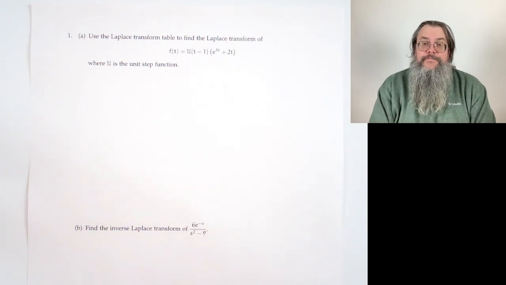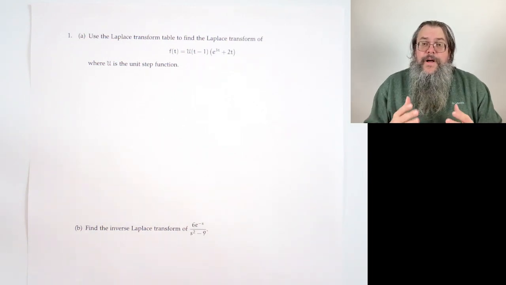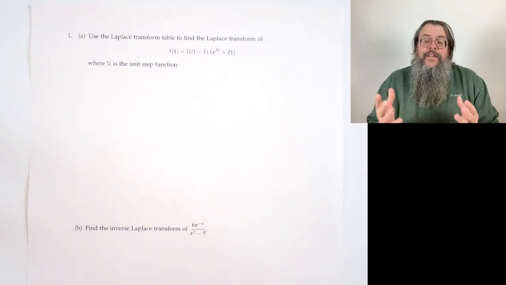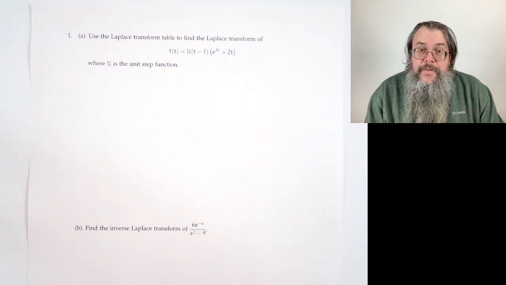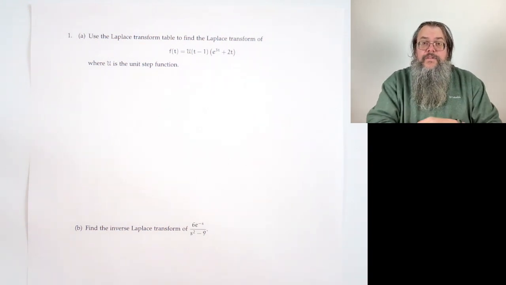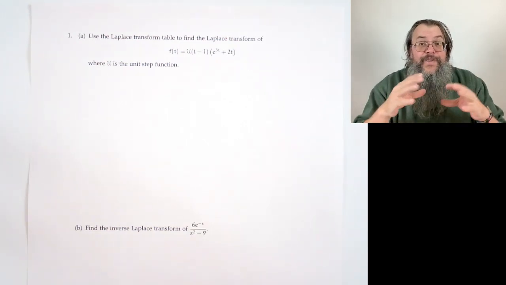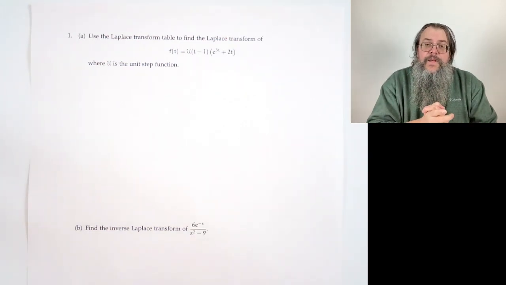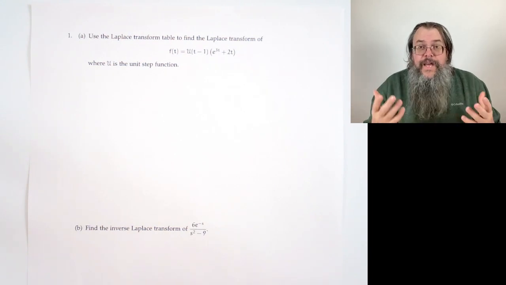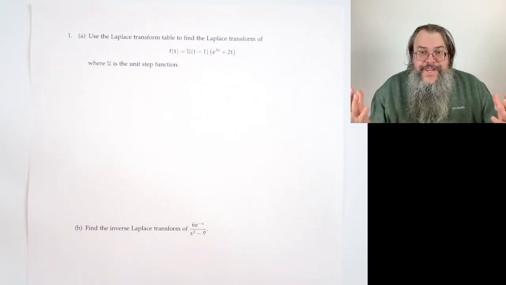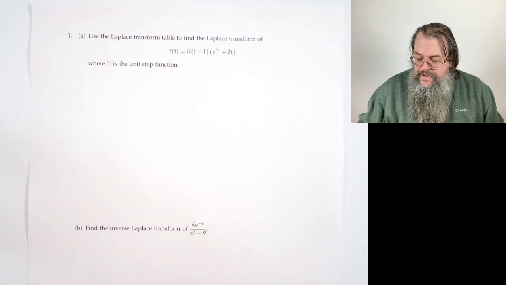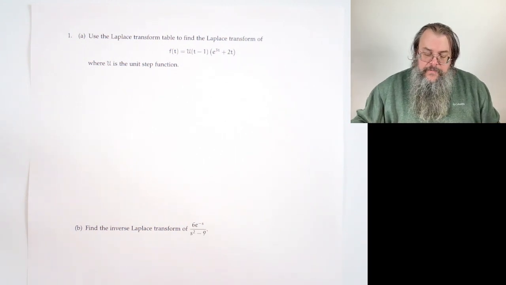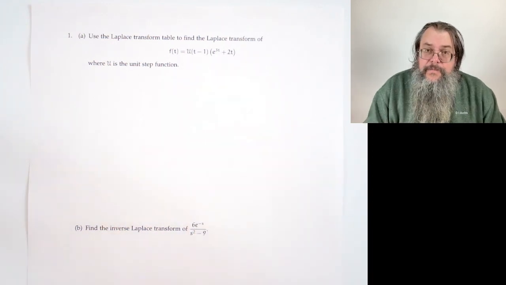The first problem. Use the Laplace transform table to find the Laplace transform of f(t), which is u(t minus 1) times e^(3t) plus 2t, where u is the unit step function. In this exam, they use a very fancy u. But all right, of course, they say the table, because everything for the Laplace transform works from the table. We almost never use the definition. All right, we see a unit step function.